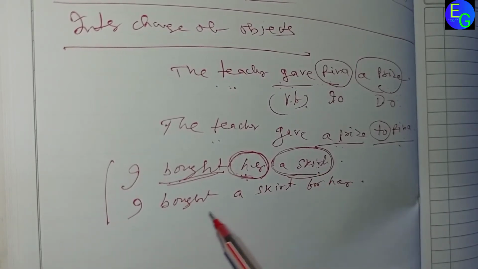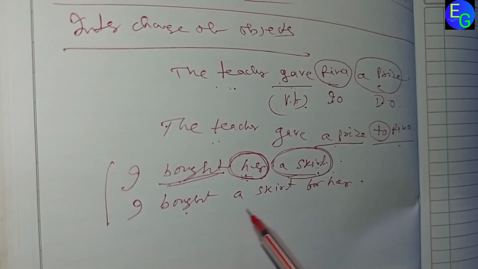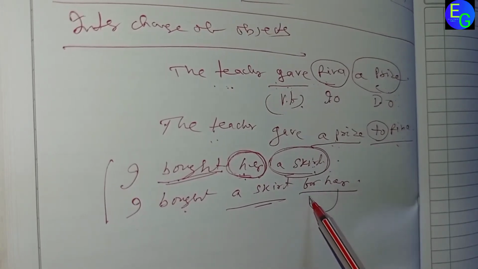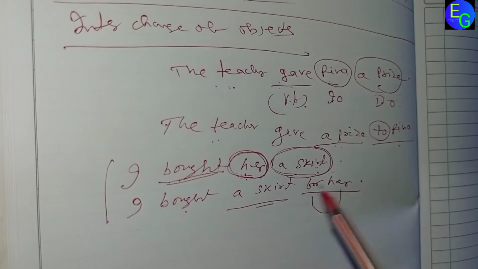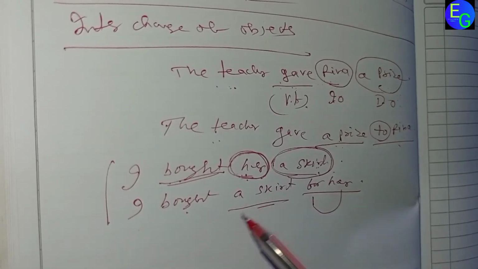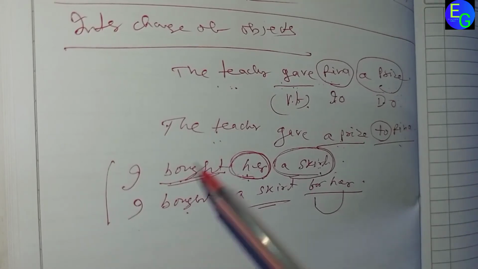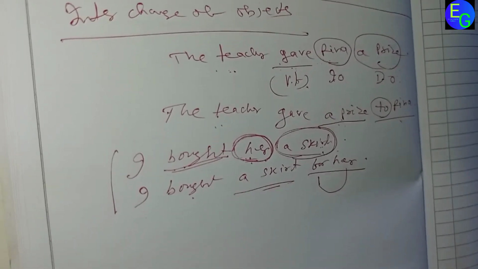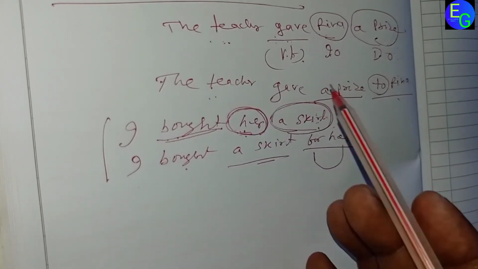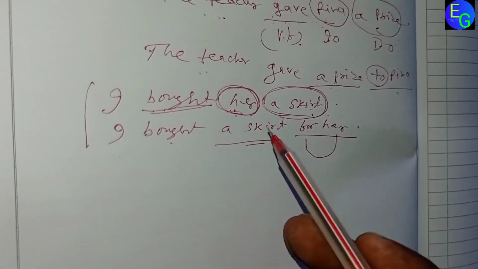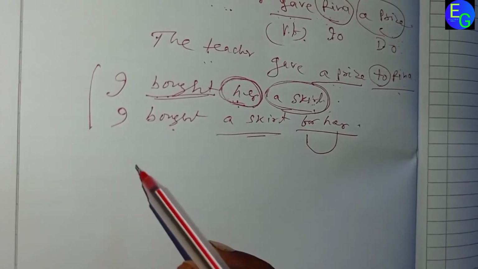Now the interchange is: I bought a skirt for her. Before the indirect object I have used for. In this way you can also make different kinds of sentences, and you can also recognize different objects. Another thing: according to these objects, verbs can be of two types.